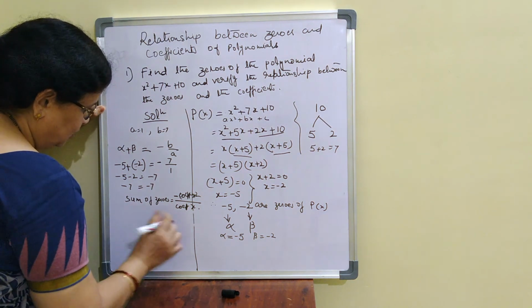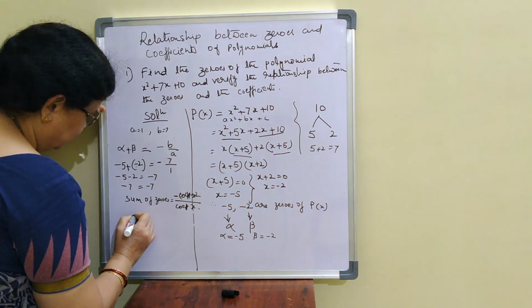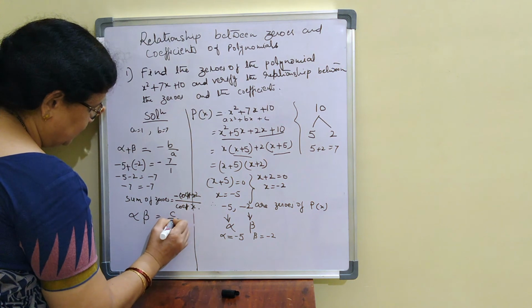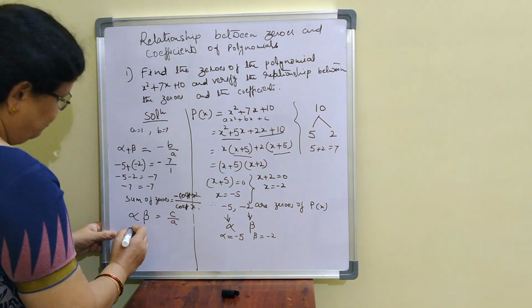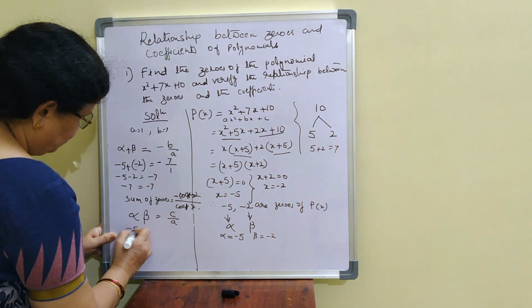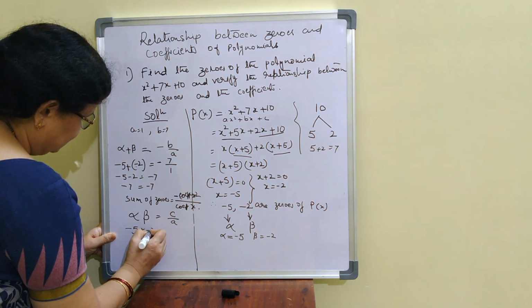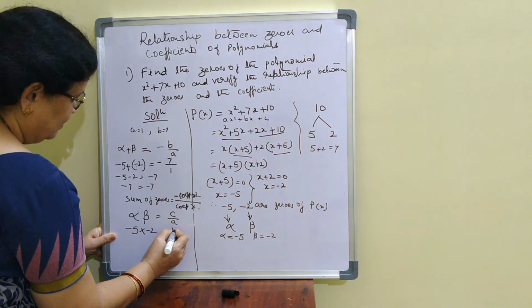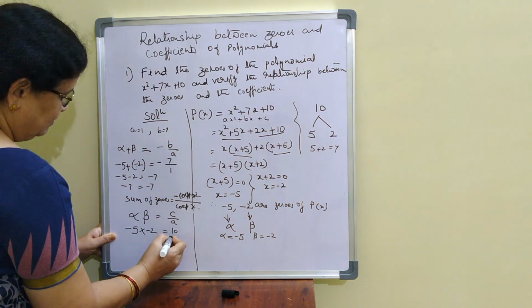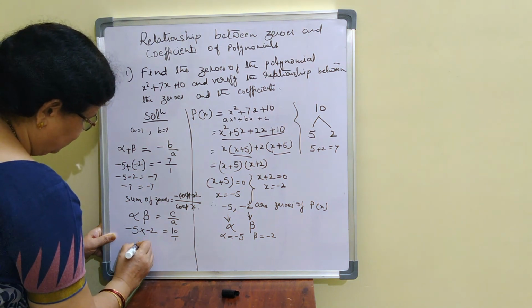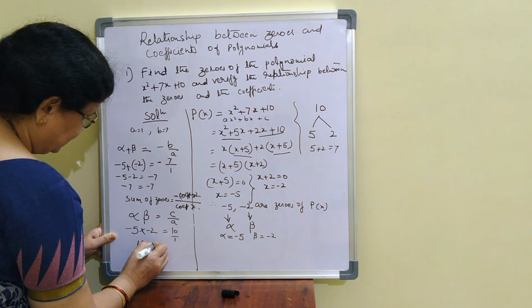So one more relationship, that is the product of zeros. So what I get here, product of zeros, that is alpha beta, is equal to c by a. So what is alpha? Alpha is minus 5. What is beta? Beta is minus 2. How much is c? c is 10 and a is 1. Minus into minus is plus 10, 5 twos are 10, 10 by 1 is 10.